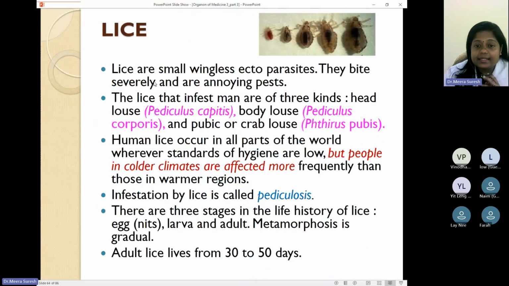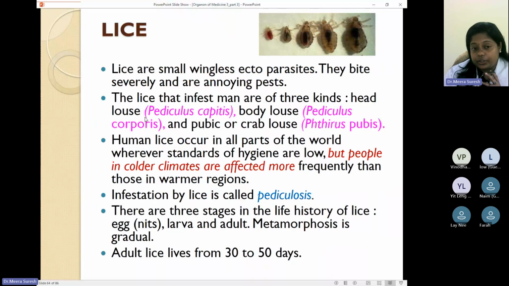The next one is lice. They are small wingless ectoparasites. They bite very severely and are very annoying also. So the lice that infest man are of three kinds. One that is found on the head, which is called Pediculus capitis, the body louse, which is Pediculus corporis, and the pubic or crab louse, which is Pthirus pubis.